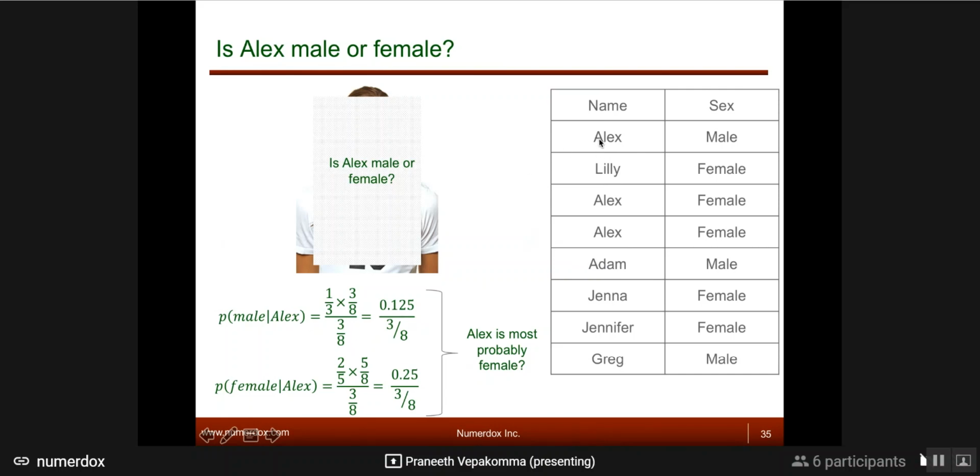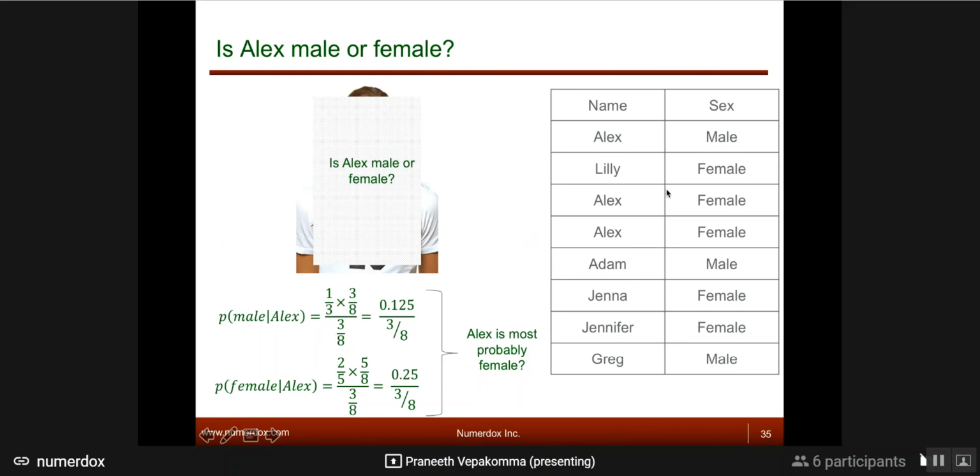So it's not 8, let's make it clear. The sex is male is going to be 1, 2, 3. And out of that, how many Alexes do you have? 1 Alex. And how many males do you have? 3, because Alex male, Adam male, and Greg male. So that's why you get this term as 1 by 3. Alex given male is 1 by 3. There are 3 people that are male, but only 1 out of those 3 is Alex. So that's the right computation.